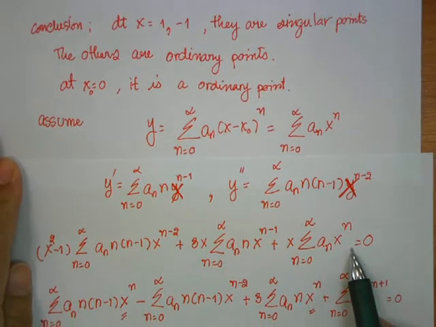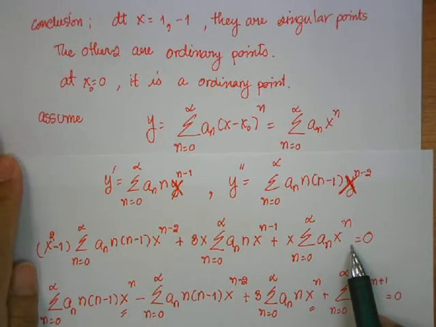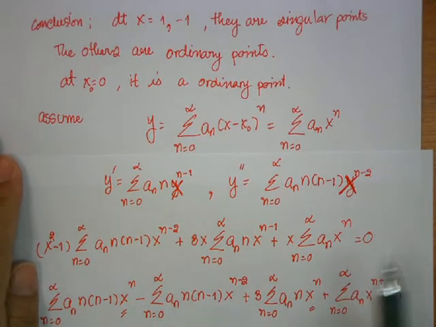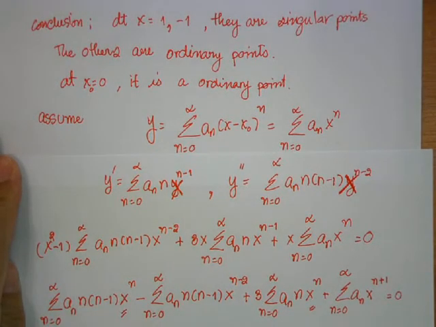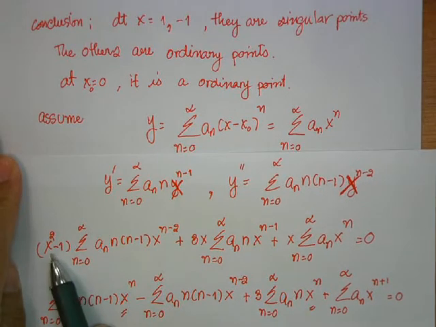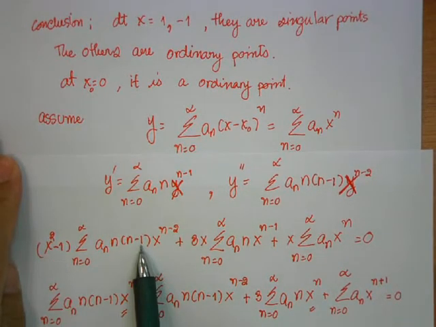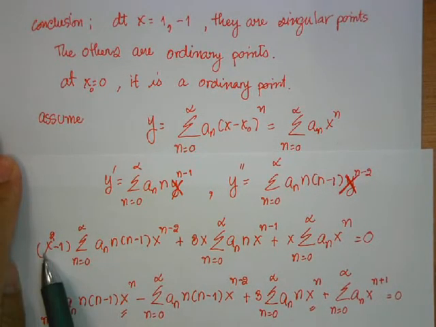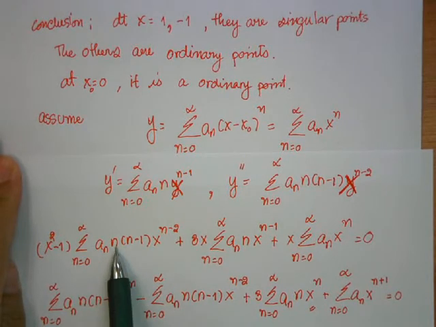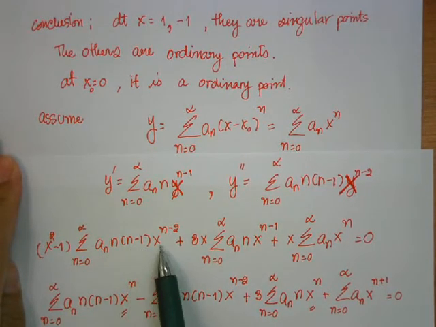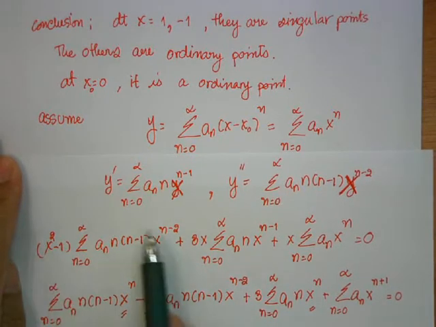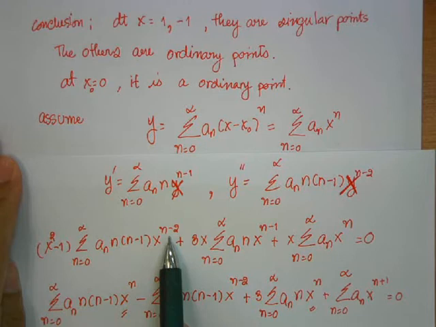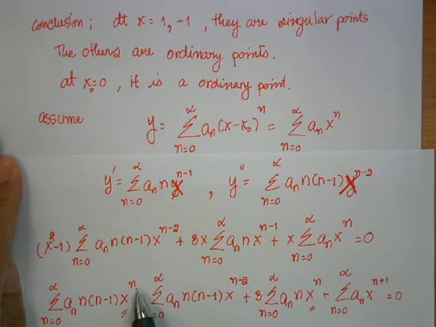And then from this, just use mathematics to combine the terms together. How to do it? You have x to the power 2 here. You multiply it with this term. You would get x to the power 2 times the summation of an times n times (n minus 1) times x to the power n minus 2. But x to the power 2 and x to the power n minus 2, you combine them, you would get x to the power n. That's why this term comes up.